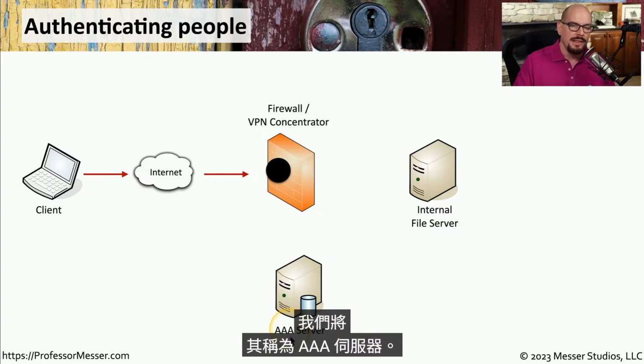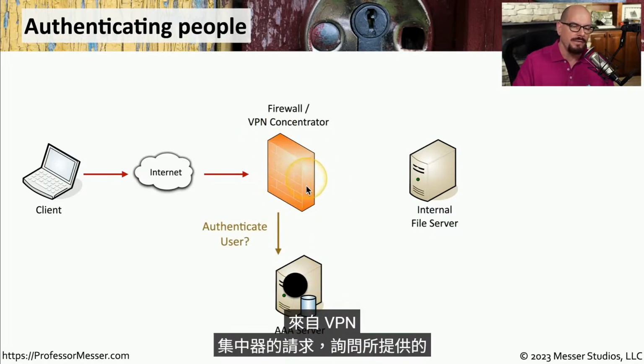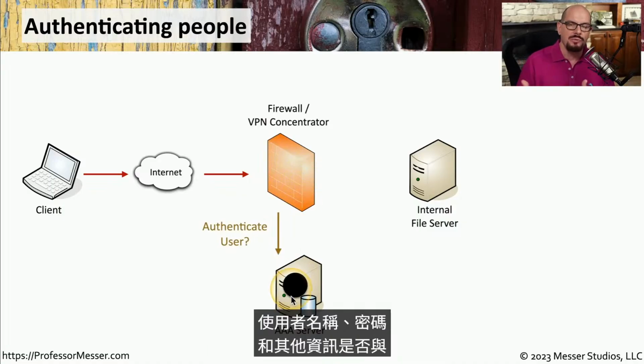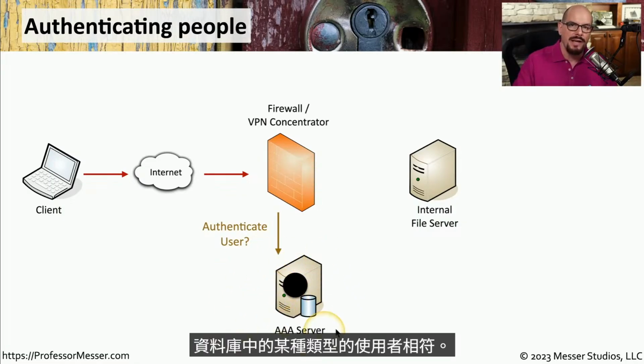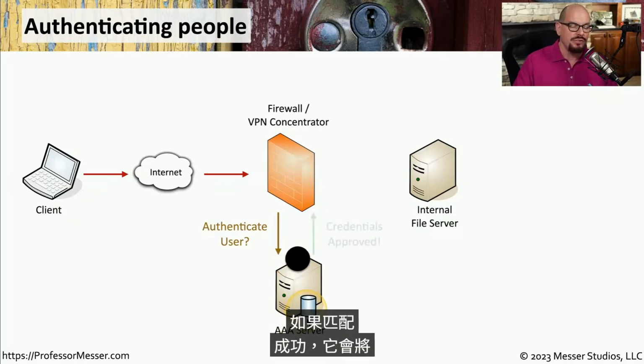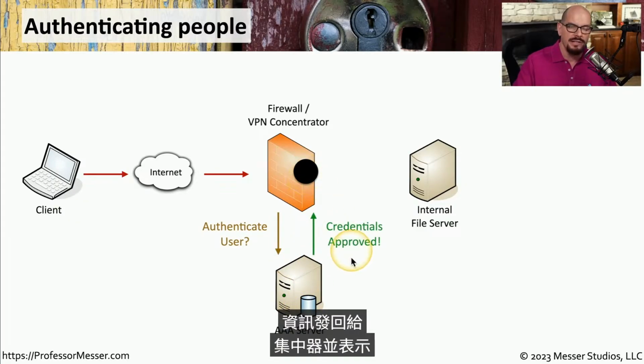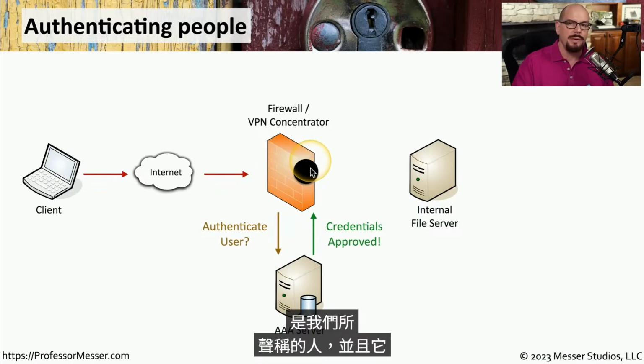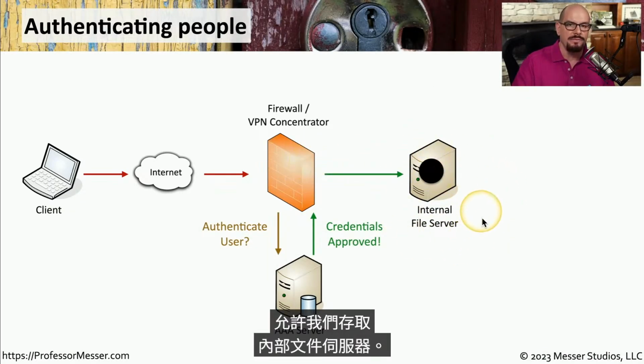and we refer to that as a AAA server. This AAA server is going to receive the request from the VPN concentrator asking if the username, password, and other information that was provided matches some type of user in the database. And if the match is true, it sends back information to the concentrator and says those credentials are approved. At that point, the concentrator knows that we really are the person we claim to be, and it allows us access into the internal file server.